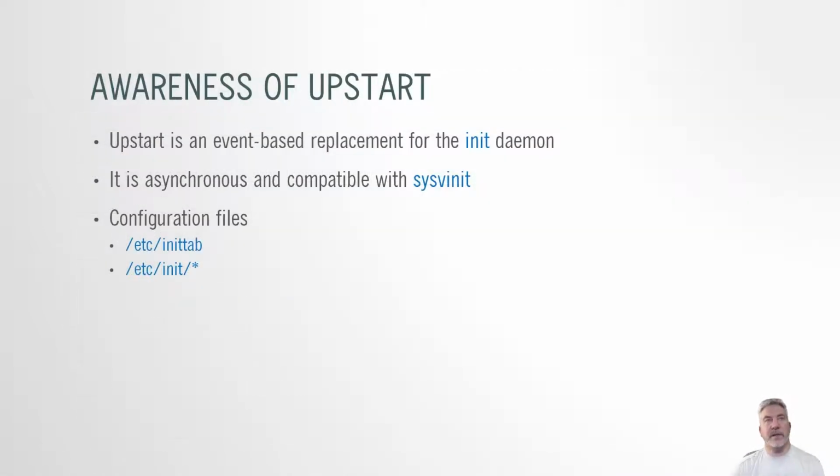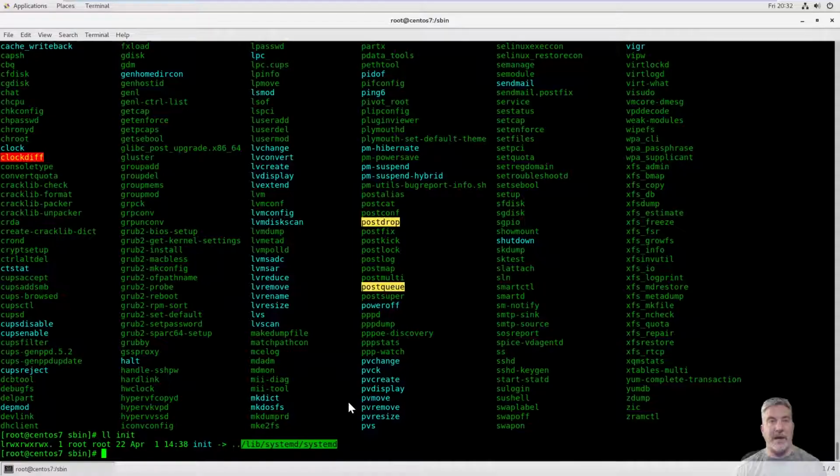Now, Upstart, as it says here, is a replacement for init. Init was considered a little bit too inflexible, another reason why systemd was a good replacement. And so /etc/inittab and the init directory underneath /etc probably don't have much information in them for a modern system. We can go take a quick look.